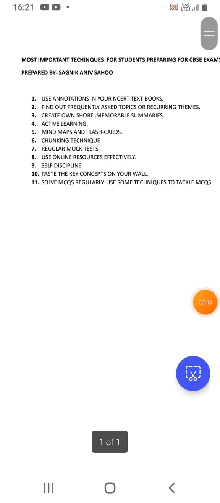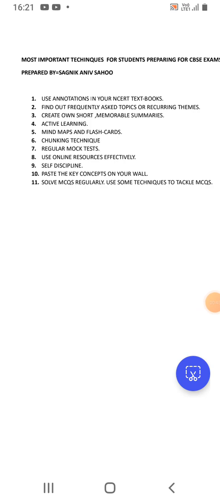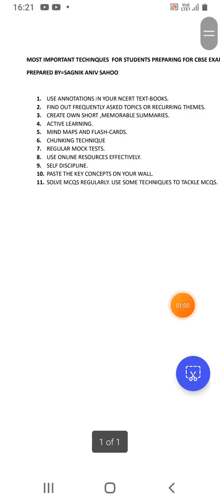Then find out frequently asked topics or recurring things. So you are supposed to find out frequently asked topics or recurring themes from past question papers of CBSE boards, the examinations conducted in your school, etc. But other topics need not be ignored.